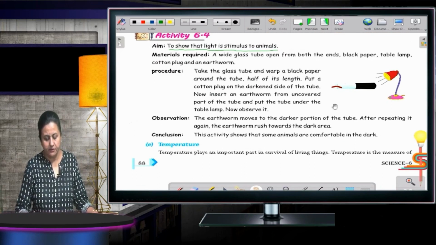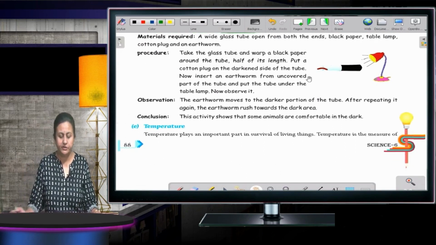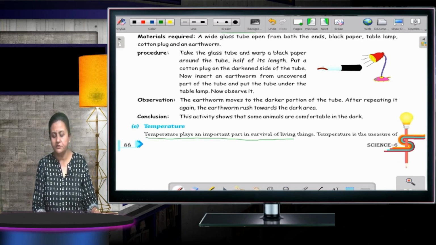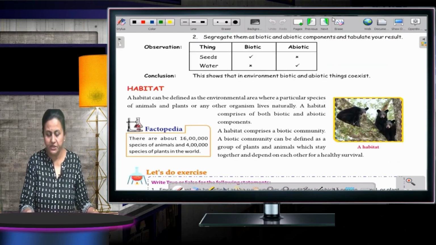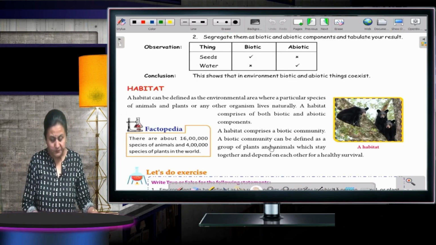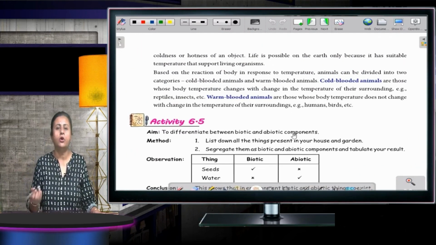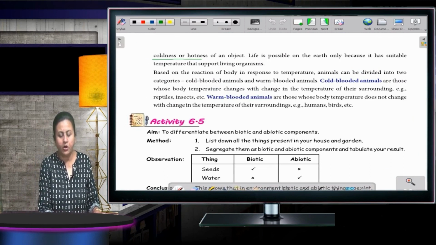Now the next is temperature. What is temperature, children? Temperature plays an important part in survival of living things. Temperature is a measurement of how cold or hot a thing is. Coldness or hotness of an object.